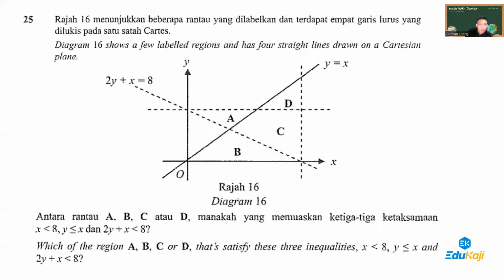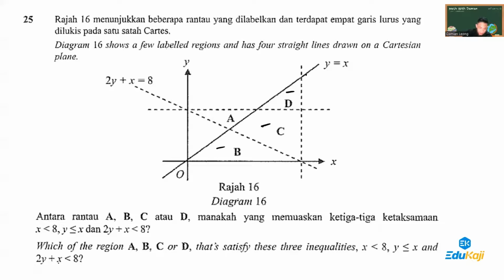Then question 25. I have diagram 16 here with a few labeled regions and 4 straight lines shown on a Cartesian plane. They want to know which region satisfies these 3 inequalities. x less than 8. Reasonably, this should be x equals 8, a vertical line, constant x. Less means to the left of it, which is all of this. So y less than or equal to x. y equals x here. Less means below. So it cannot be A. It can be B, C, or D.